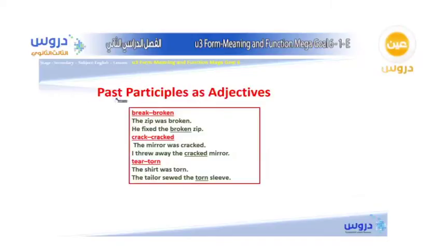So here we have examples of past participles as adjectives, like break, broken. Examples: the zip was broken. He fixed the broken zip. Crack, cracked. The mirror was cracked. I threw away the cracked mirror. Tear, torn. The shirt was torn. The tailor sewed the torn sleeves.